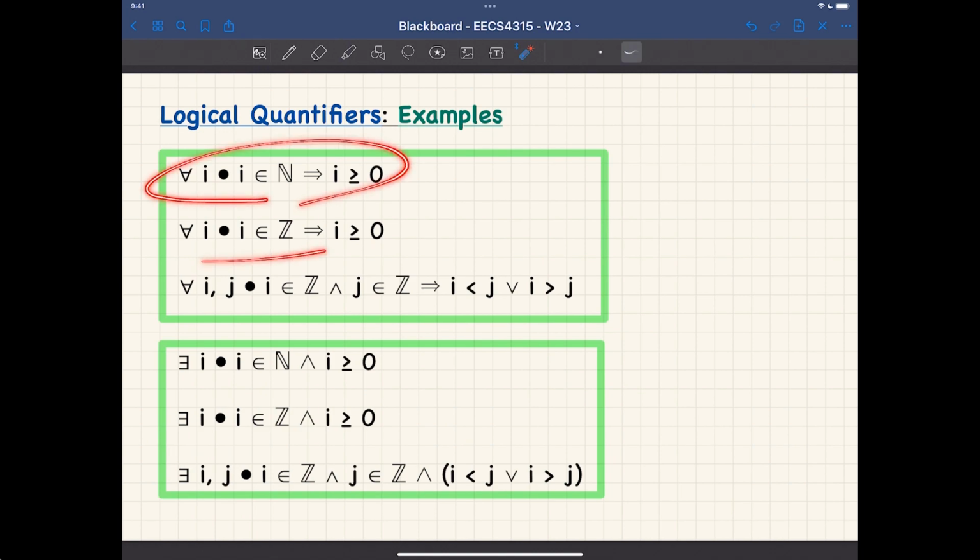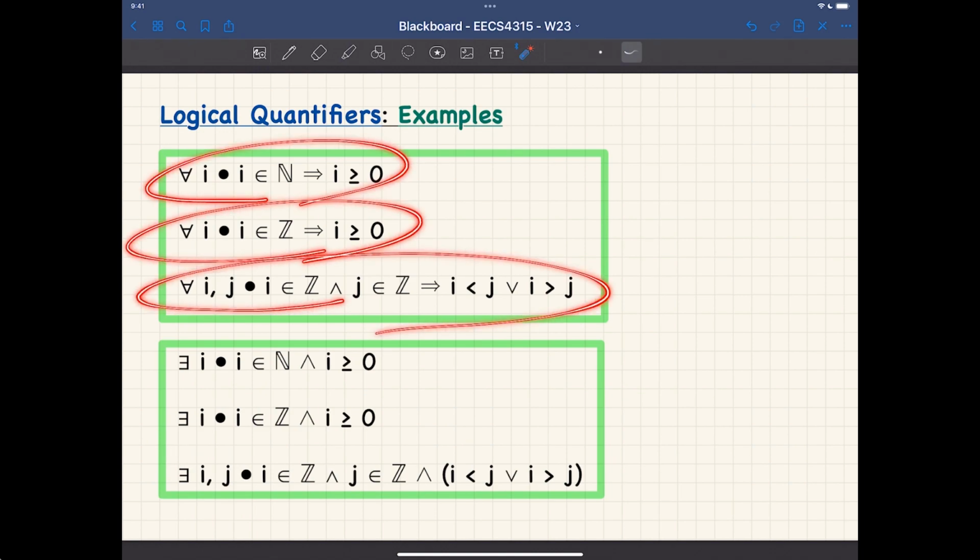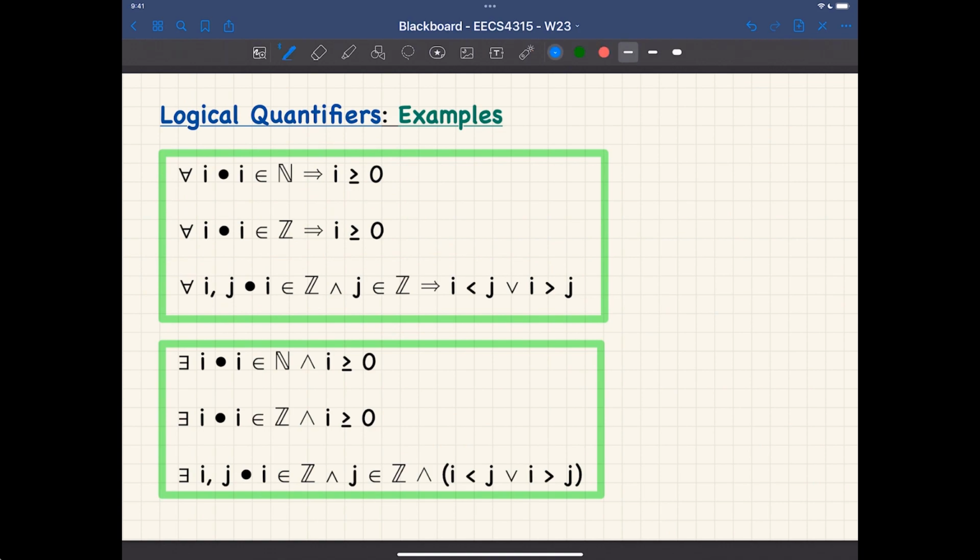Every one of them should just be evaluated true or false, right? How about the first one? True? Because, well, obviously, natural number here by definition will be 0, 1, 2, all the way to plus infinity. Of course, every one of them will be larger than or equal to 0.